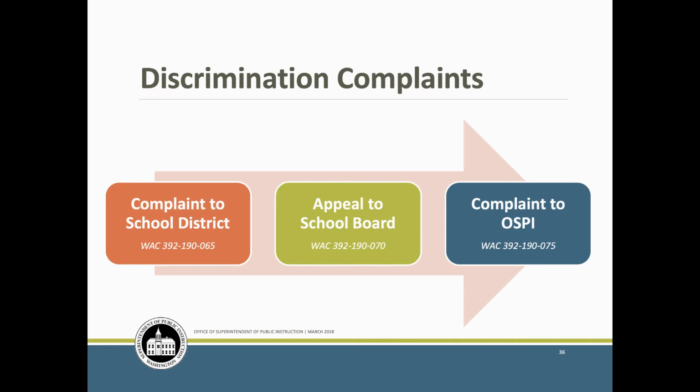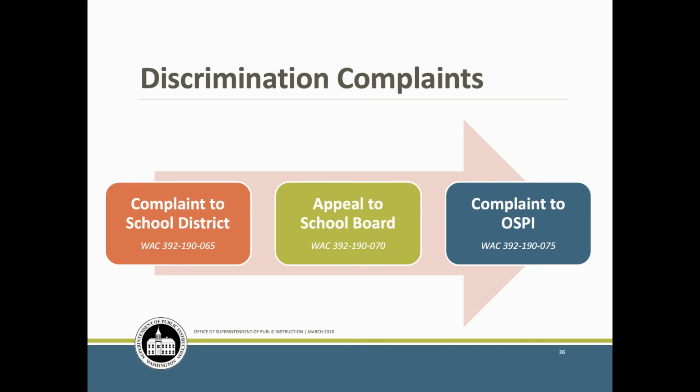Once the district receives a complaint, it initiates the complaint procedure. The district has 30 days to, number 1, conduct an investigation. Number 2, complete an investigation report. And number 3, respond to the complainant with the results of the investigation and a corrective measure the district will take. These requirements are outlined in WAC 392-190-065. After the district's decision, the complainant can appeal the school district's decision to the school board.